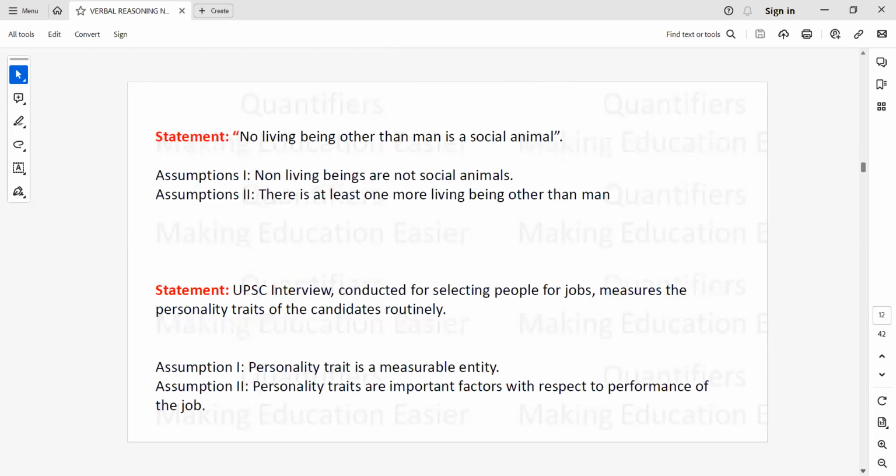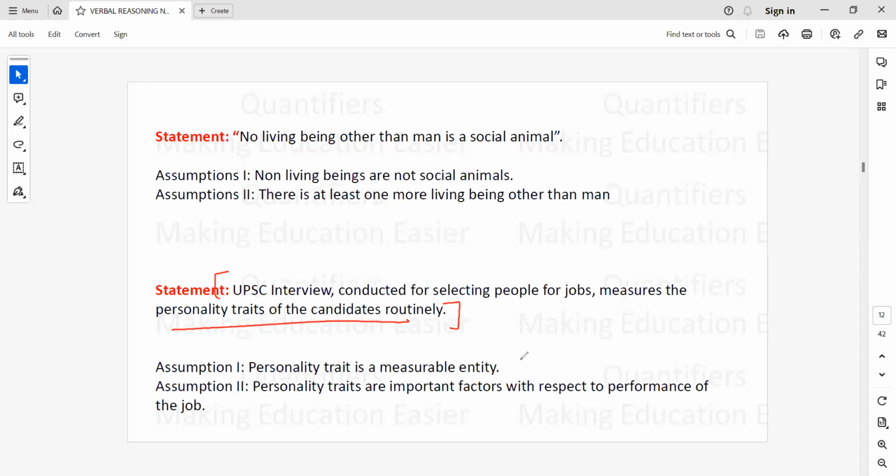Right? So by this, let's do one more question. Let's do the last question here. Now, the UPSC interview conducted for selecting people for jobs measures the personality traits of the candidates routinely. Now, personality trait is a measurable entity. Is this a valid assumption?